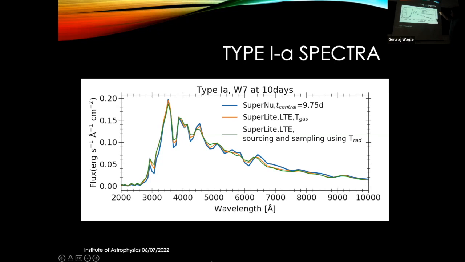And the orange one uses only the average temperature. So it assumes that the radiation temperature and gas temperature are equal, like in LTE. And the green curve is using the sampling of the MC particles using the radiation temperature. So the Monte Carlo particles are generated based on the radiation field. So the correct way to do it is using the radiation temperature. So what we find is that at least in this limit of homologous expansion and type 1a supernovae, SuperLite does a good job.